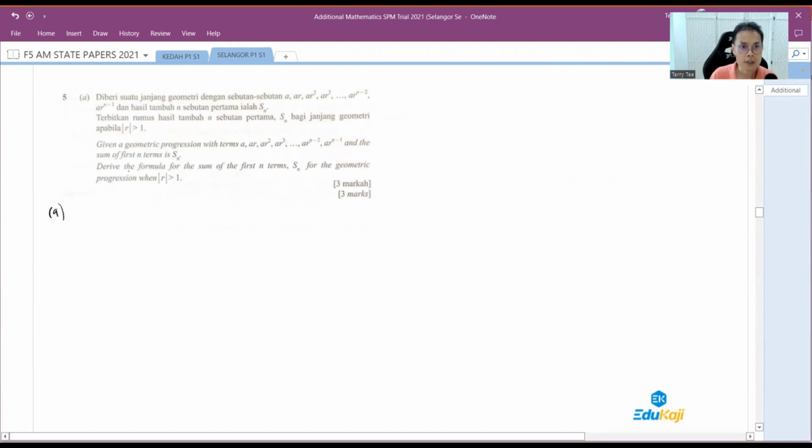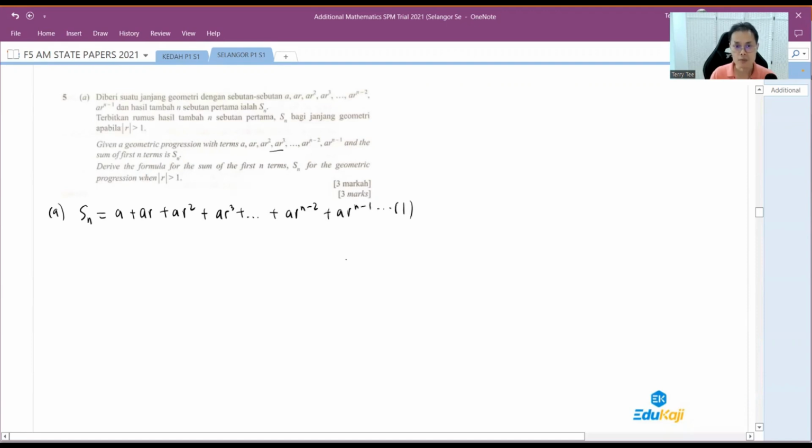Okay, the first part, you are given a geometric progression with this term, and the sum of the first n terms is Sn. So we're supposed to derive the formula for Sn. Okay, we know Sn equals what? Sum means a plus second term ar, third term ar squared. You don't have to write all. I just write, following what they have, up to ar cubed, dot, dot, dot. The second last one, ar^(n-2). The last one is ar^(n-1).